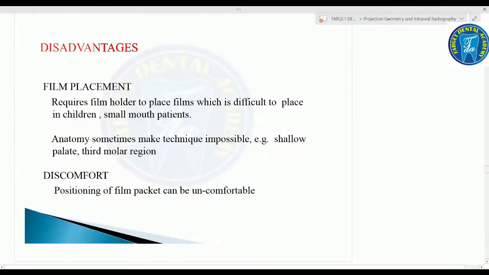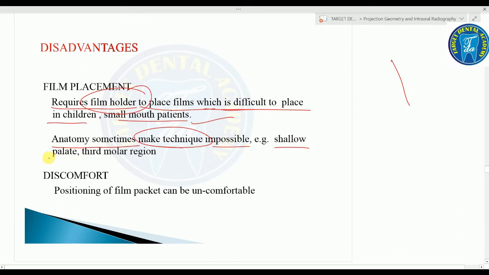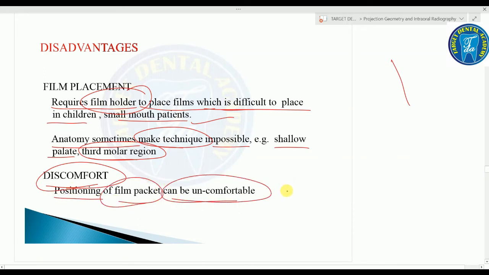Coming on to the disadvantages. The disadvantage is the film placement. It requires the film holder to place the film parallel to the long axis of the tooth, which is difficult to place in children and in small mouth patients. The anatomy sometimes makes the technique impossible, for example the shallow palate and the third molar region, and it causes discomfort to the patient. The positioning of the film packet can be uncomfortable to the patient.